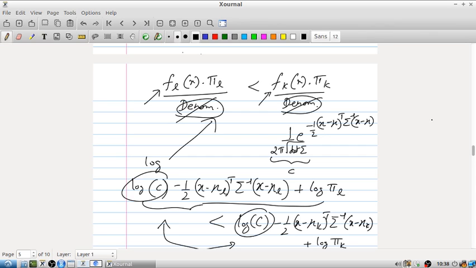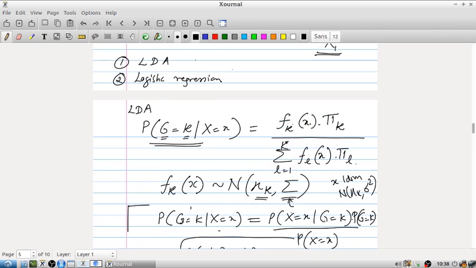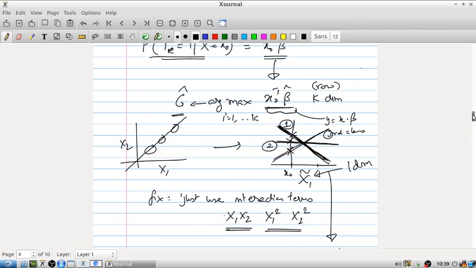Also, in that function, can you describe what's there in the denominator exactly? If you see the expression for p of G equals k given X equals x, I just defined it here. That is f k of x times pi k divided by this denominator. Whether you change the numerator to k or l or some other class, the denominator will be still the same. It's a sum over k such terms. That's why it's getting cancelled.